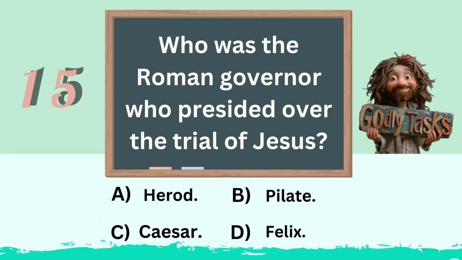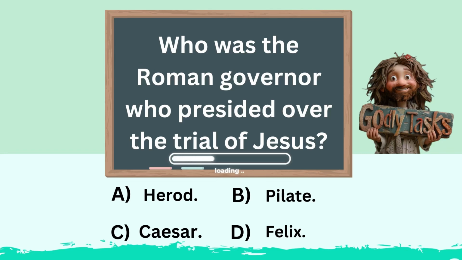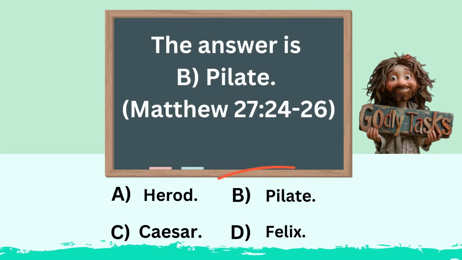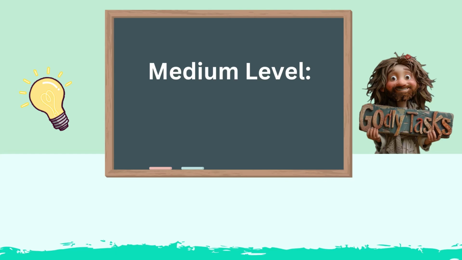Question 15. Who was the Roman governor who presided over the trial of Jesus? A. Herod. B. Pilate. C. Caesar. D. Felix. The answer is B. Pilate, Matthew 27:24-26. Great job on the easy questions. Now, let's move on to the medium level. Here are your next 15 questions.